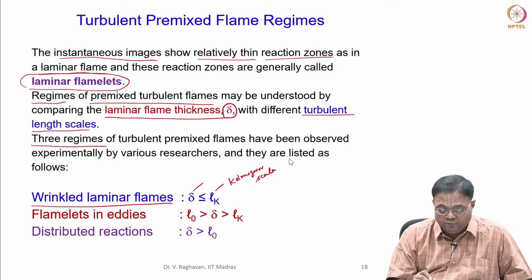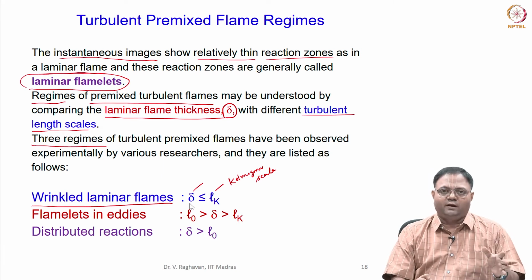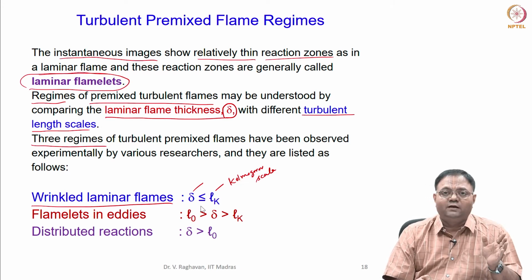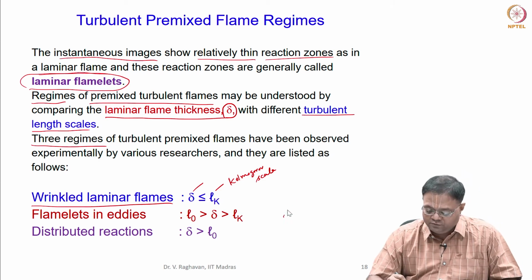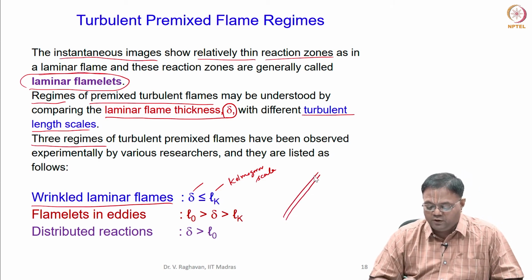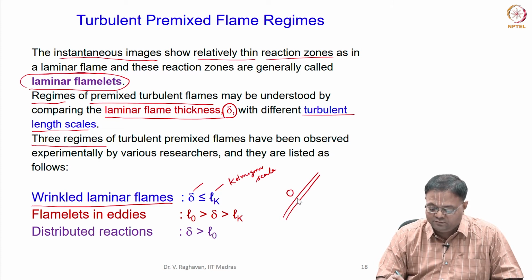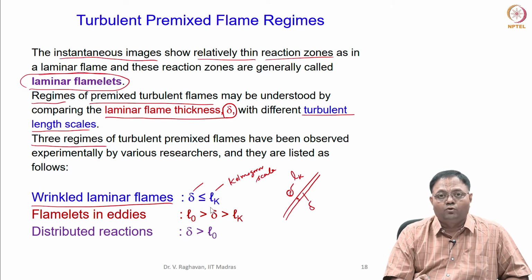So now you can see that when the flame thickness is very small, with an extremely fast reaction taking place, it is less than the smallest eddy size that we have. So that means if this is the flame zone, the eddies are larger than this. The eddy sizes are larger. This is LK and this is the delta. So now delta is less than or equal to LK.